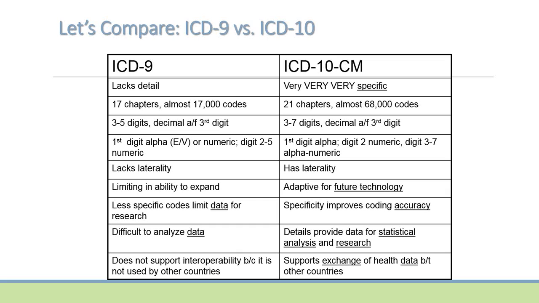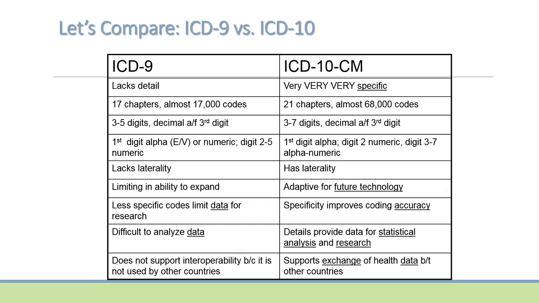This is one of my favorite aspects of ICD-10. ICD-9 lacks laterality. ICD-10 has laterality. What we mean by that is with anything involving the extremities, we now have a right, left, or unspecified code in ICD-10. ICD-9, its ability to expand is very limited. ICD-10 has adaptations for future technology or expansion capability.